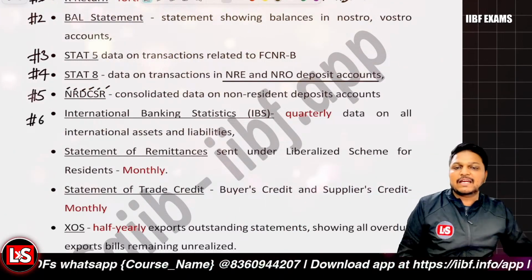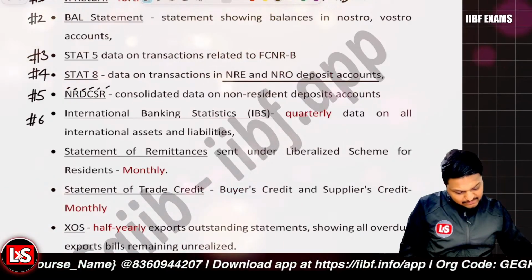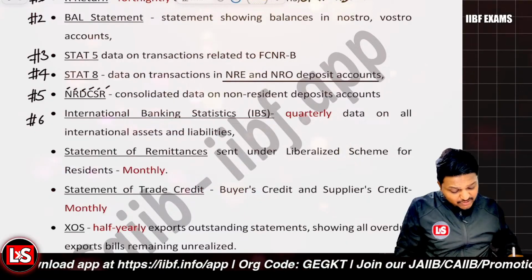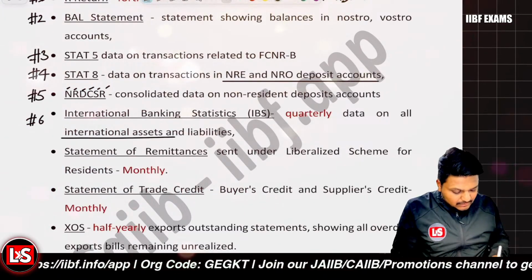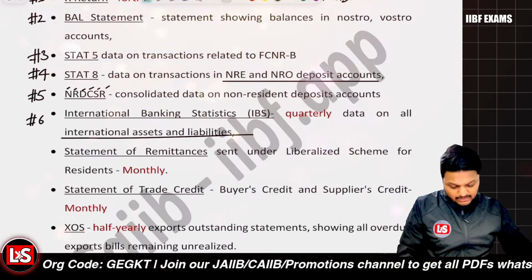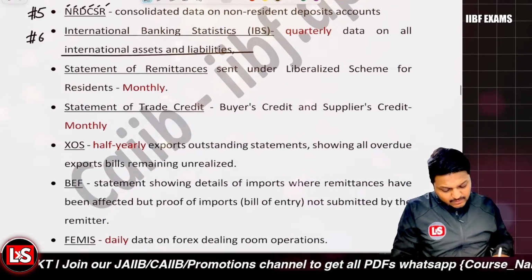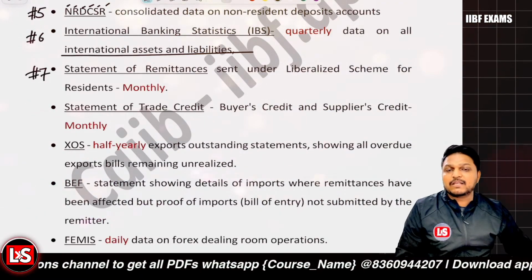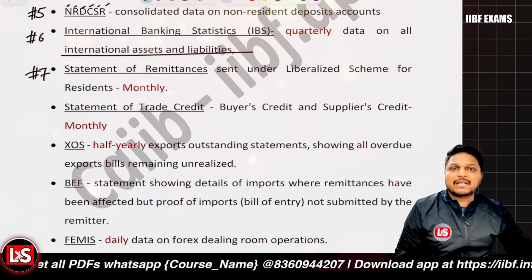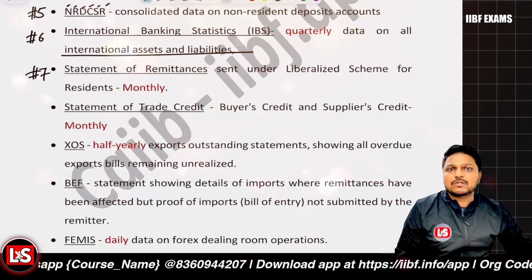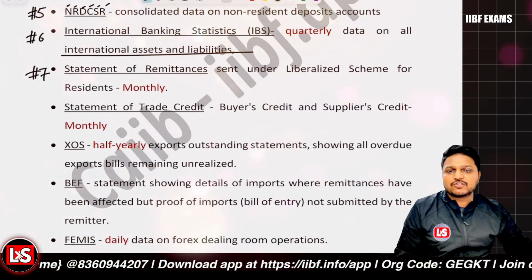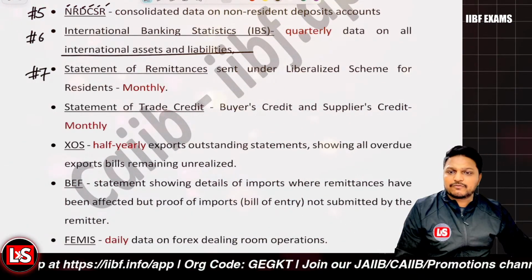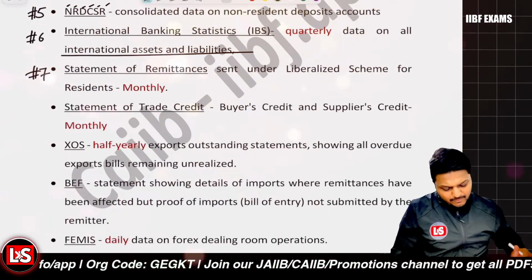Further, the sixth one is the IBS, that is International Banking Statistics. Quarterly, this is to be submitted, related to international assets and liabilities. Then the statement of remittances: whatever has been remitted so far in the particular month is to be submitted because there is a limitation. There is a threshold for individuals that more than 2,50,000 USD per financial year cannot be remitted. So that is to be taken care of, and reporting related to outward remittances is to be submitted.